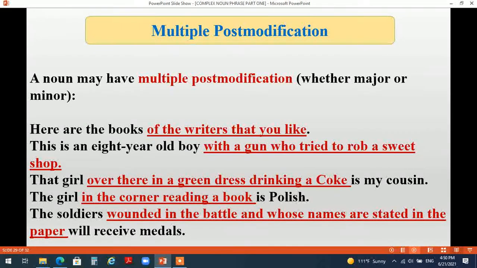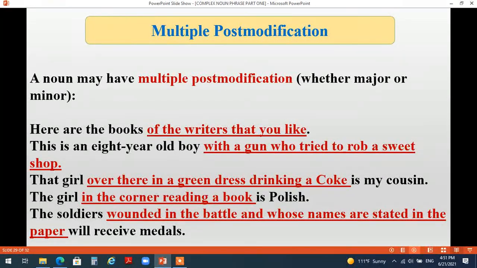في المثال الثالث, that girl over there in a green dress drinking coke or a coke is my cousin. The head noun is the word girl. This head noun girl has been post modified first by using the adverb over there. This is an adverb. It is a post modifier. Then we have a prepositional phrase in a green dress, also a post modifier. Then we have a non-finite clause in the form of the ing clause, drinking a Coke. So here we have three different types of post modification. Then we have multiple post modification.